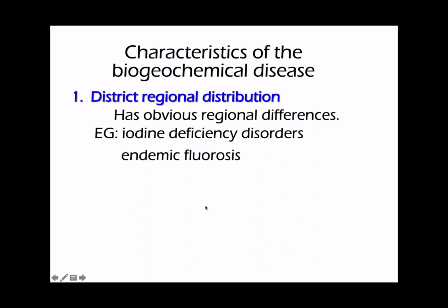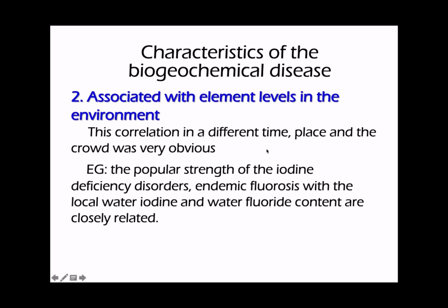So now let's move on to the characteristics of biogeochemical disease. First of all, as we just mentioned, those diseases have a distinct regional distribution and can have obvious regional differences. And the second one is that the diseases are associated with element levels in the environment. This correlation across different times, places, and ground is very obvious.